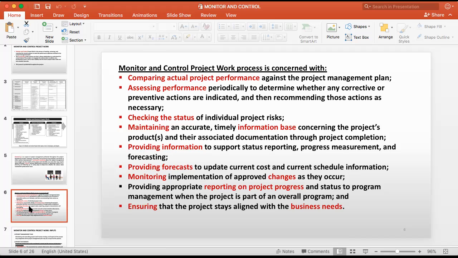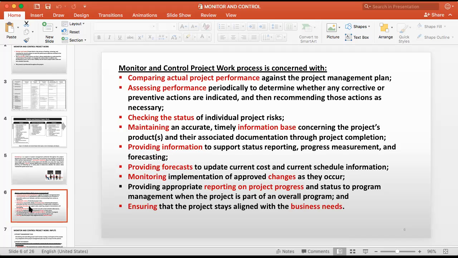It's a very important area to be considered, and monitoring implementation of approved changes as they go. So this is the change I told you about. In your monitoring and control process, when you get all these approved changes, you have to implement all of them. That is also there.